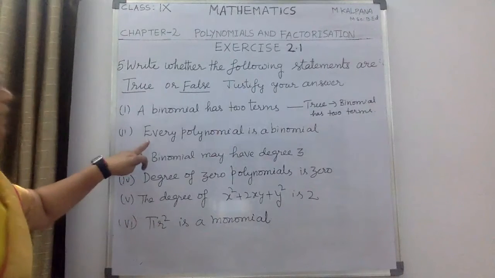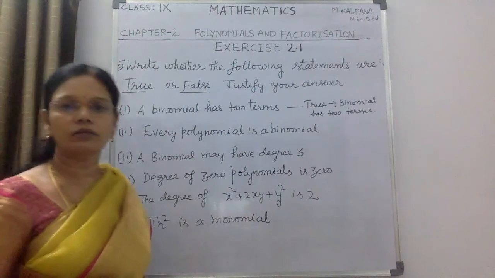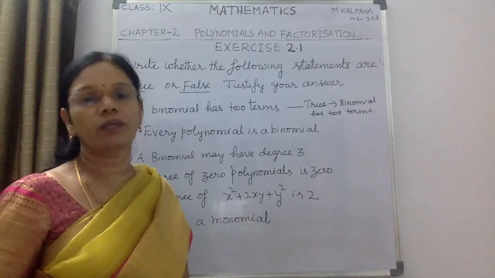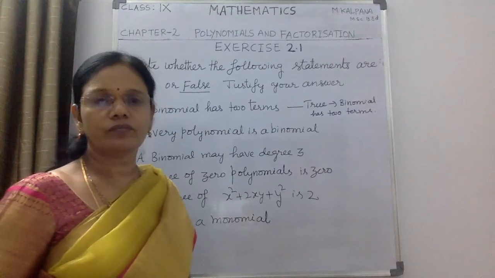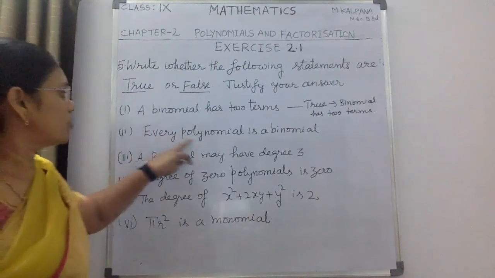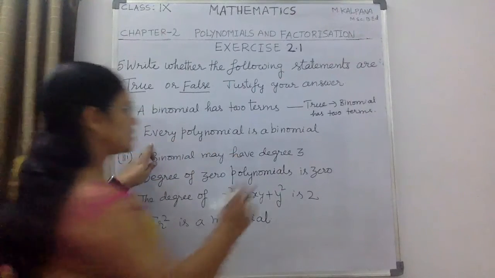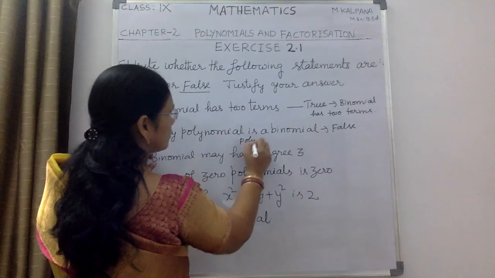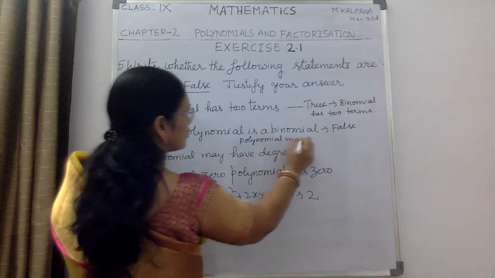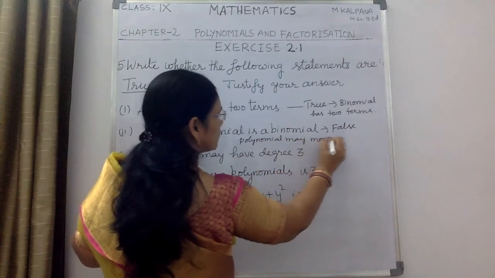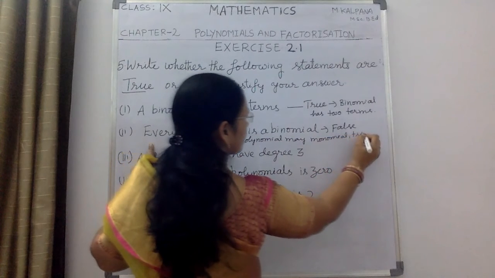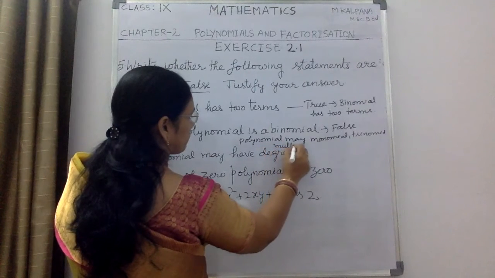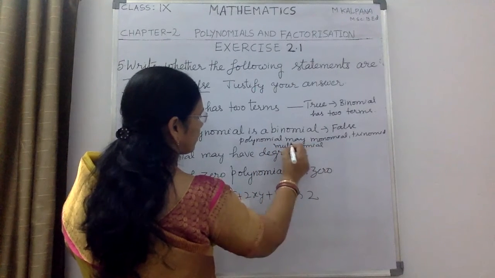Next one: every polynomial is a binomial. Is it true, children? There are so many polynomials. It may be monomial, binomial, trinomial, and multinomial, anything. But every polynomial is a binomial. This statement is false. Why? A polynomial may be a monomial, or trinomial, or multinomial.